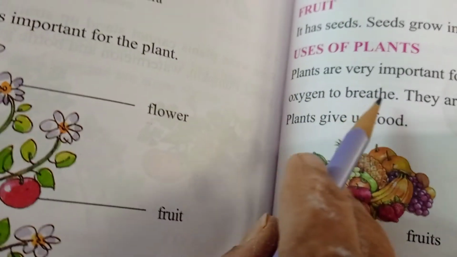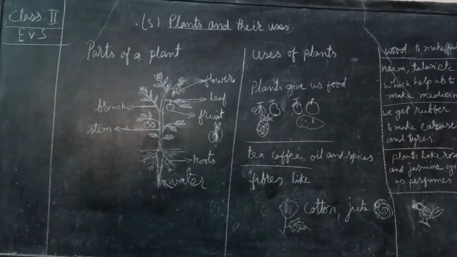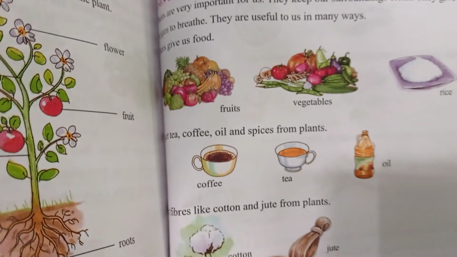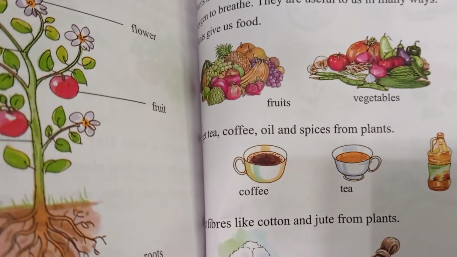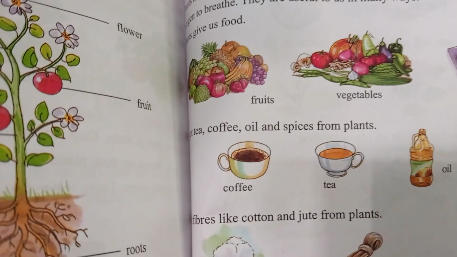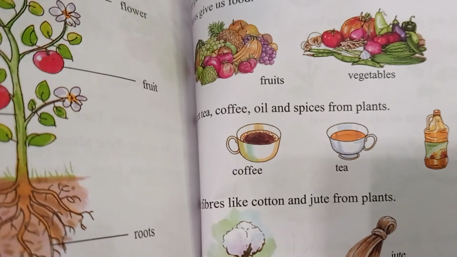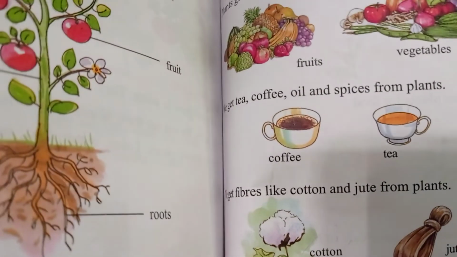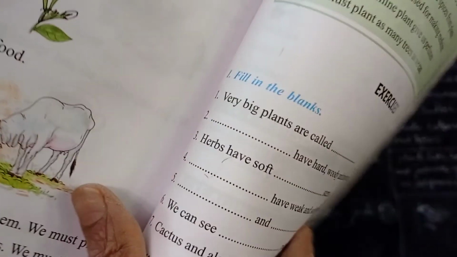Then you can see these are the fruits and vegetables. Rice also we get from the crops. You can see tea, coffee, oil, sesame oil or groundnut oil. Groundnut oil also we are using. Cotton, jute, all these things we are using now, isn't it?